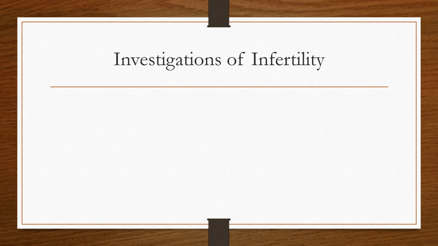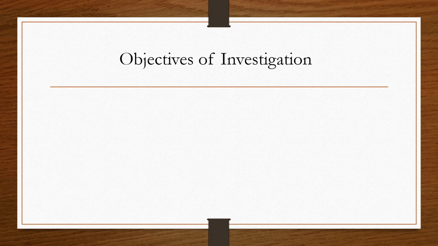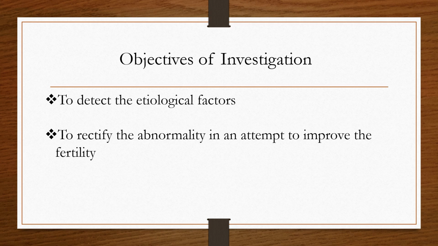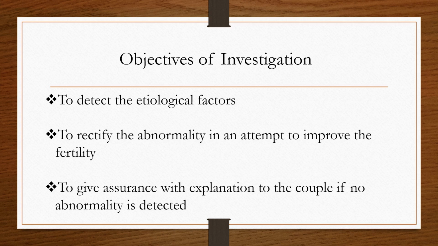Now, investigations of infertility. Suppose a couple is complaining of infertility, then what are the investigations? But before going to investigations, we must know what the objectives are. The objective of investigation is to detect the etiological factors, obviously, to rectify the abnormality in an attempt to improve fertility. If any defect is identified by this investigation, that can be repaired in order to improve the fertility. And most importantly, to give assurance with explanation to the couple if no abnormality is detected.